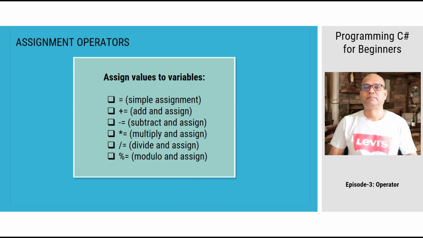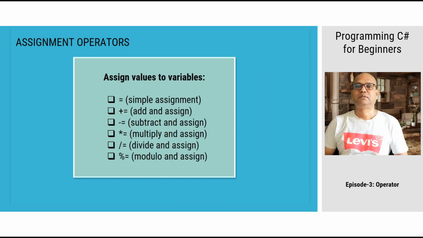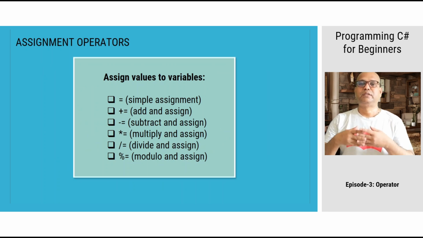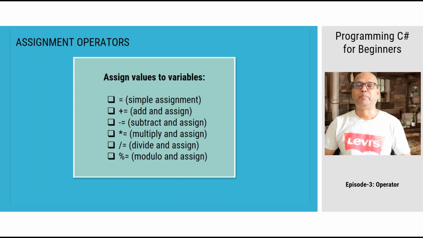Subtract and assign: the symbol is minus sign and equal sign. First subtract the value and then assign it to a variable. Multiply and assign: the symbol is asterisk sign and equal sign. First multiply the value and then assign it to a variable. Divide and assign: the sign is slash and equal. First divide the value and then the result is assigned to a variable. Modulo and assign: the sign is percent sign and equal sign.